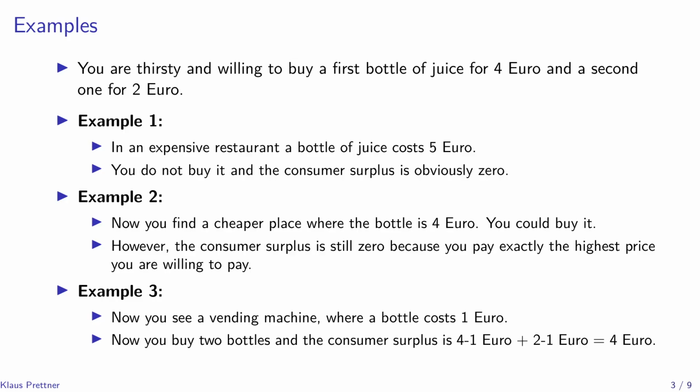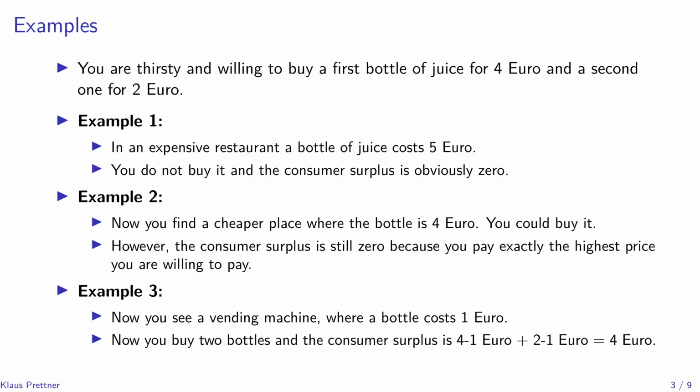To get an intuitive idea about it, let's consider an example. Consider you are hiking somewhere and you are really thirsty. You would be willing to pay, say, €4 for a bottle of juice, and €2 for a second bottle. So you're very thirsty. The first bottle would be worth a lot. The second bottle would still be worth a lot, but less than the first bottle. Now let's look at three different situations.